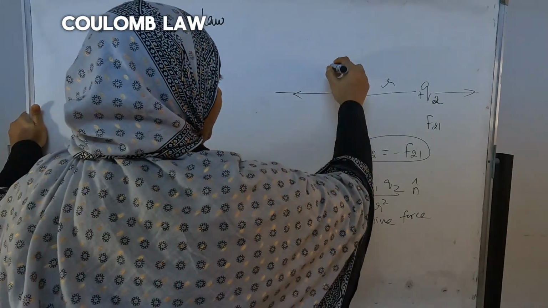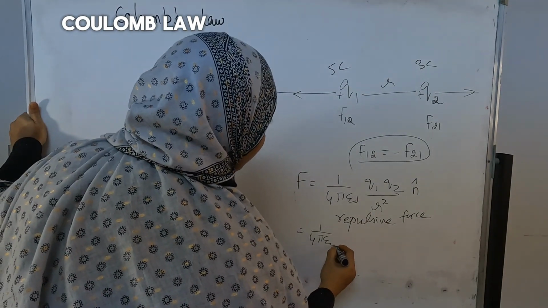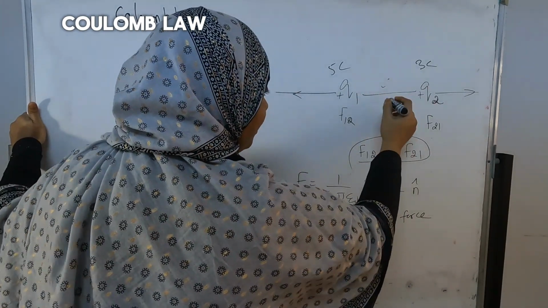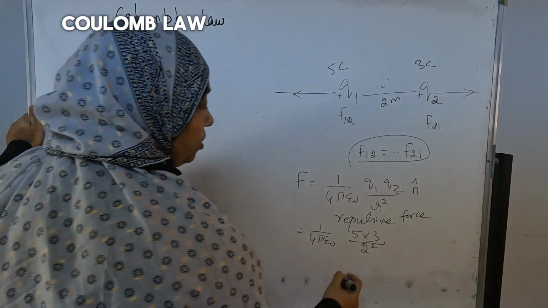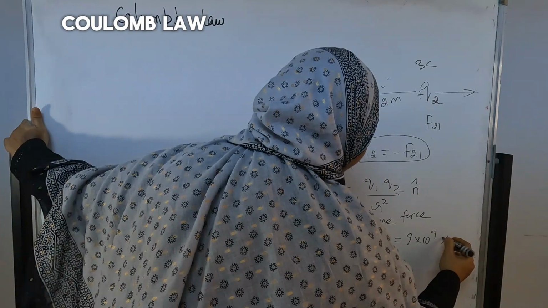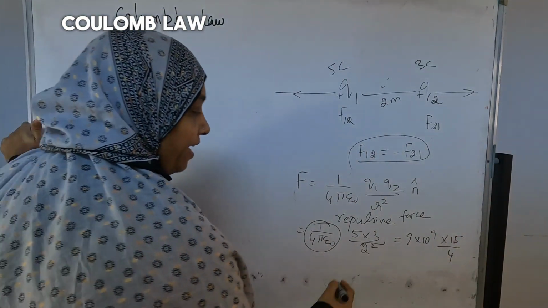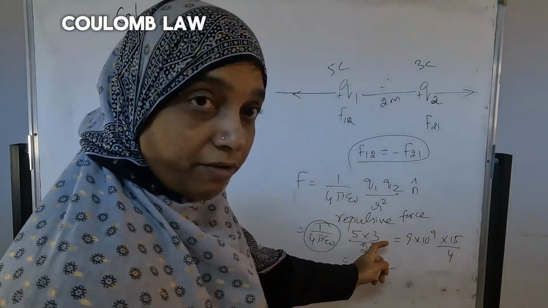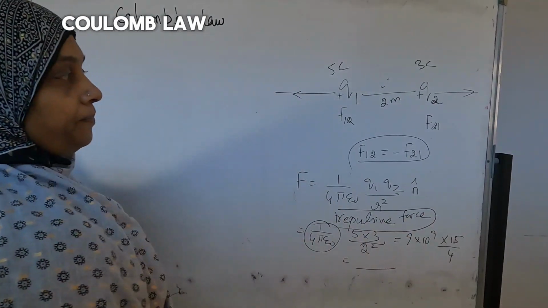Okay, for example, suppose 5 coulomb and 3 coulomb are there. We write 1 by 4 pi epsilon naught, 5 into 3, by the distance between them, which for convenience I am taking as 2 meter, so 2 square. This 1 by 4 pi epsilon naught we write as 9 into 10 power 9. 5 3s are 15, 2 2s are 4. After calculating, one final answer will come. So now we give the answer: what is the net force acting here? The net force is a repulsive force.